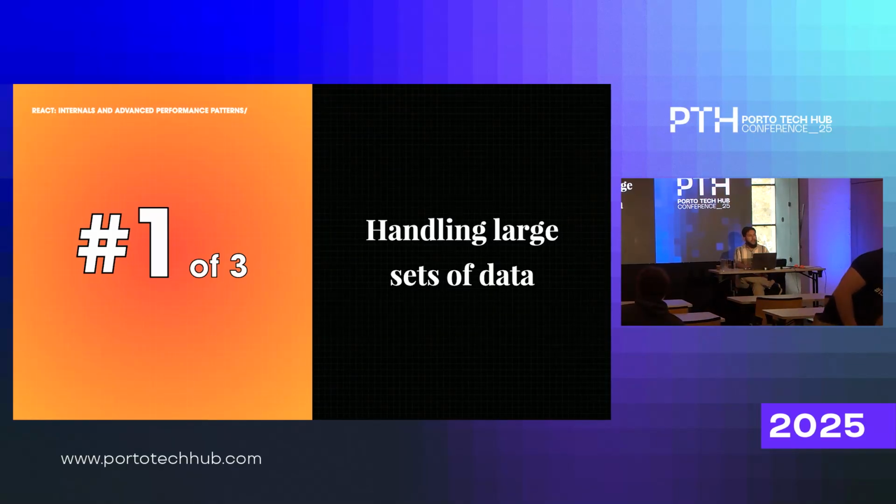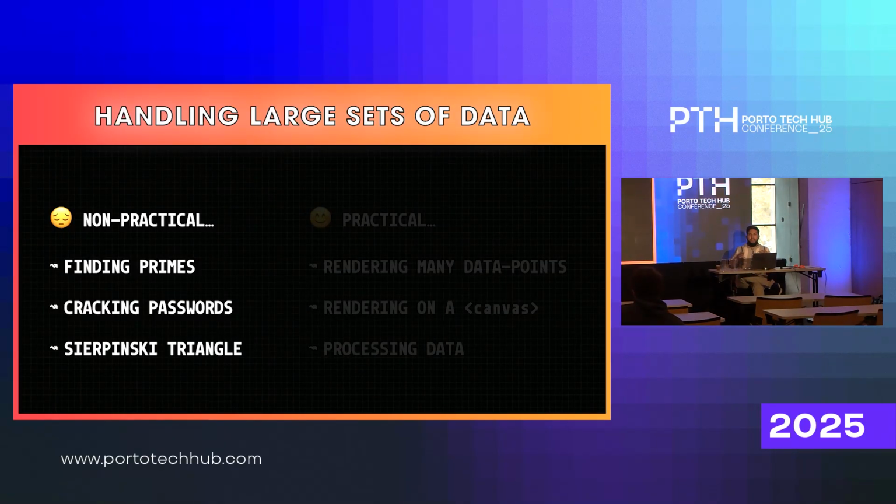The first one is when you have to handle large sets of data, because, for example, what I showed you was something that never happens in real life. We don't iterate up to 2 million in our browsers, in our component renders. And a lot of the benchmarks around concurrency, scheduling, and every new React feature are around things that are very, very non-practical, like running an algorithm to find prime numbers, or running one of those algorithms that crack passwords and are super CPU bound, or even drawing the Sierpinski triangle or other fractals.